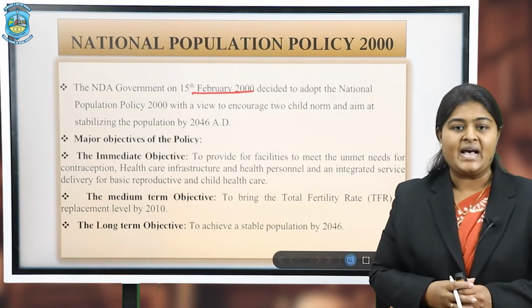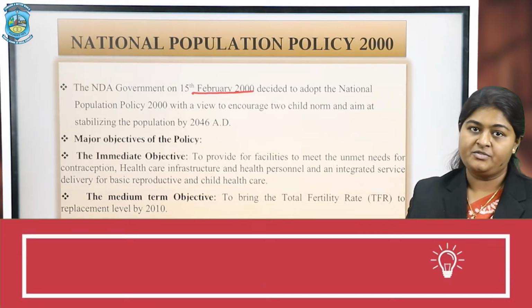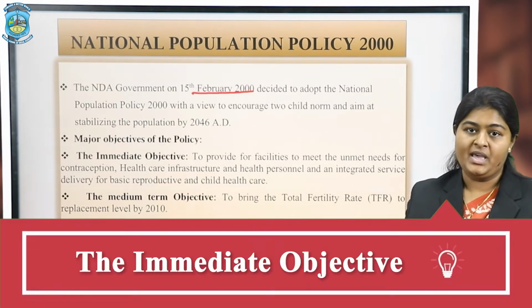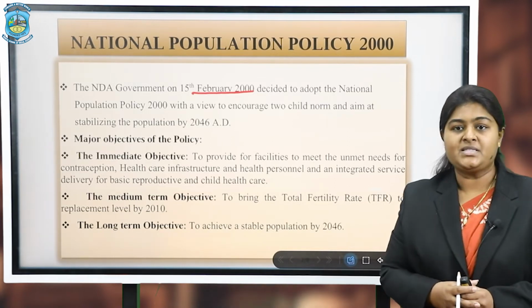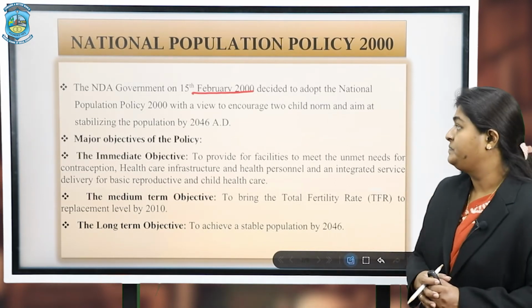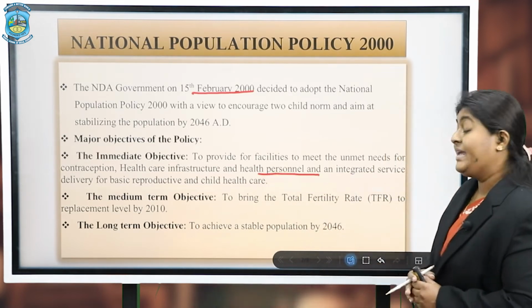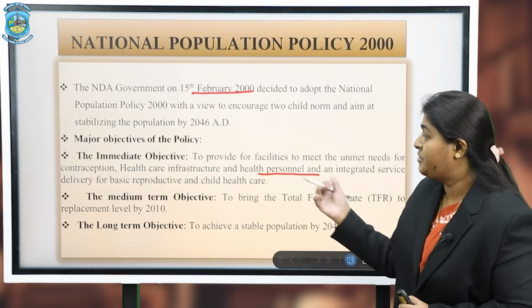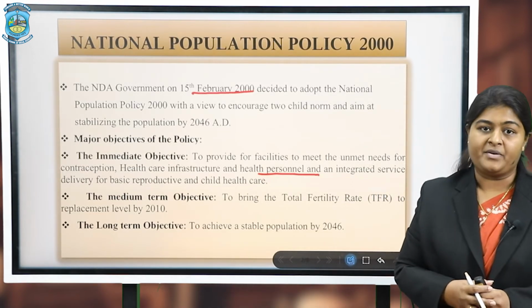The policy has majorly set three objectives to be pursued. The immediate objective of the National Population Policy is to provide for the facilities to meet the unmet needs for contraception, healthcare infrastructure and health personnel, and integrated service delivery for basic reproductive and child health care.